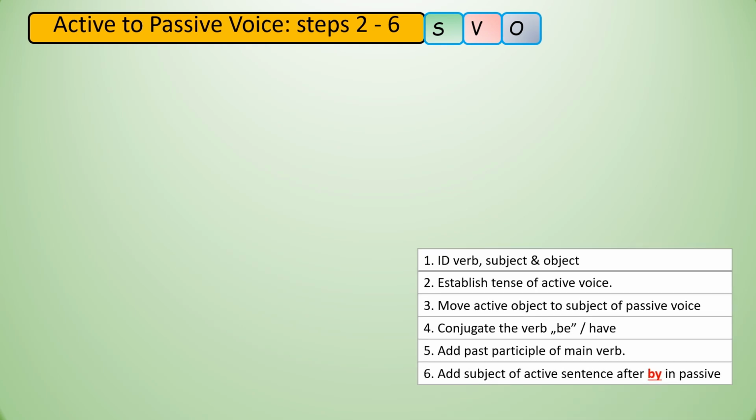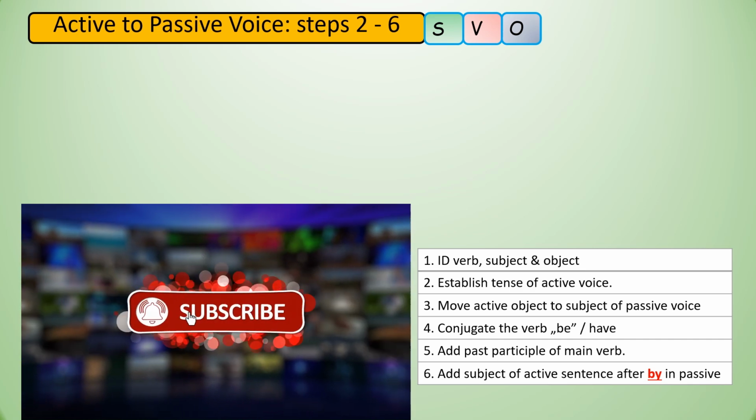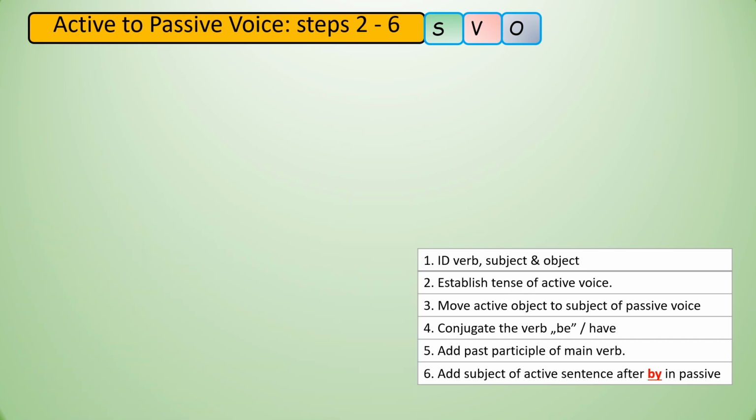Active to passive voice steps 2 to 6. SVO stands for subject, verb and object. At the bottom we find 6 steps. 1. ID, that means identify the verb, subject and object. Notice that we put the verb first. Find the verb first, always verb first.